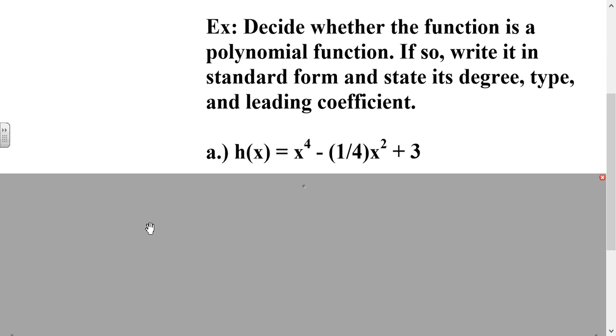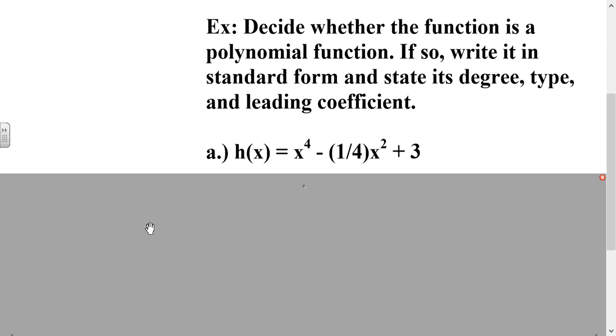We have h of x equals x to the 4th minus 1/4 x squared plus 3. First we have to decide whether or not it's a polynomial function. If you go back to our definition, the only criteria was that all of the exponents were whole numbers. So that means that they cannot be fractions or decimals, and they cannot be negative. So this would be a polynomial function.